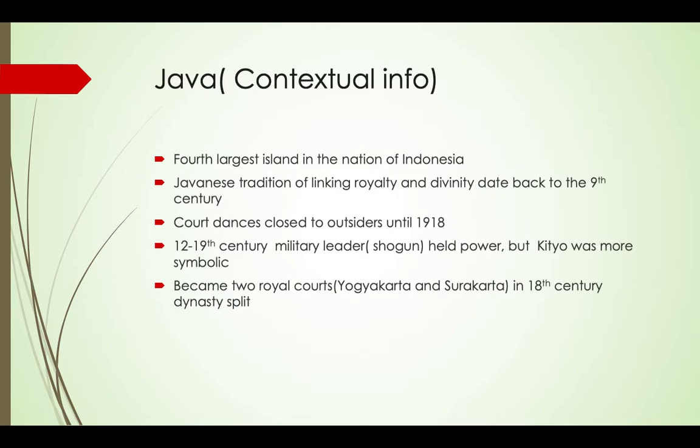Your next TED is going to be on Javanese culture and dance as a manifestation of its culture. So I'm giving some contextual knowledge, that history, the stories around Java, to give you some background so that you can write a submission that offers the reader some knowledge. It's the fourth largest island in the nation of Indonesia. Its linking of royalty and divinity dates back to the 19th century.